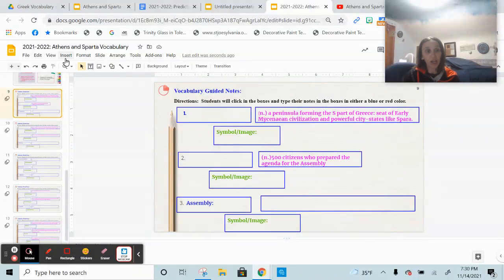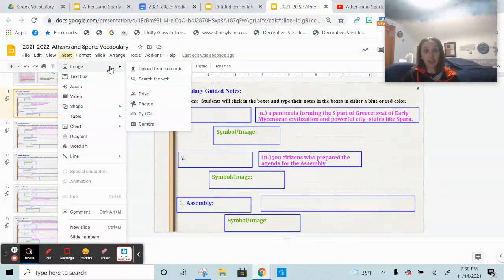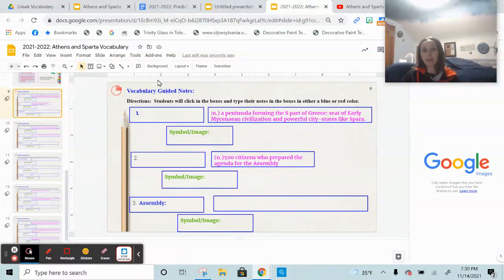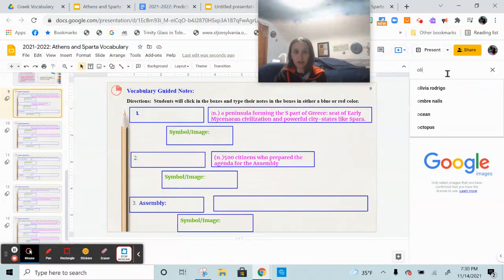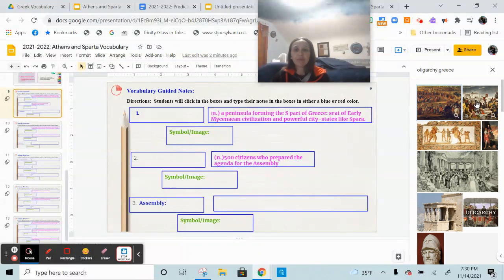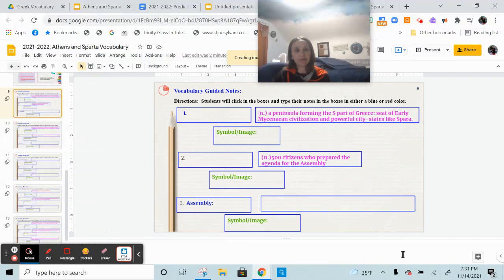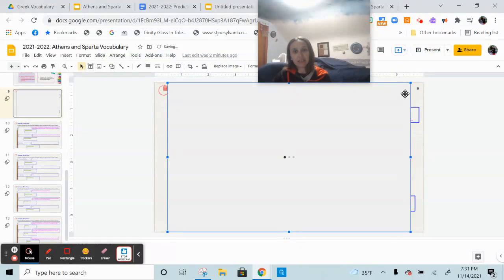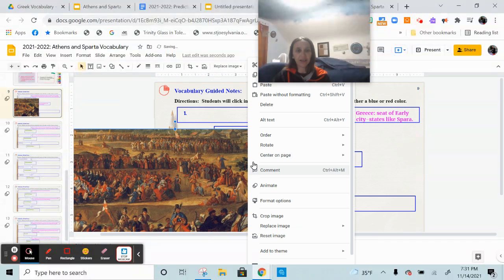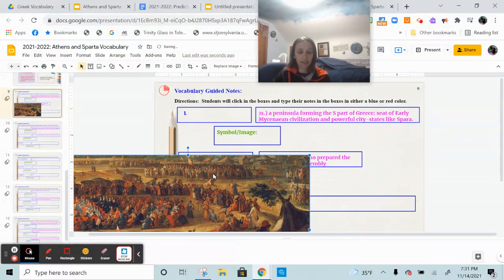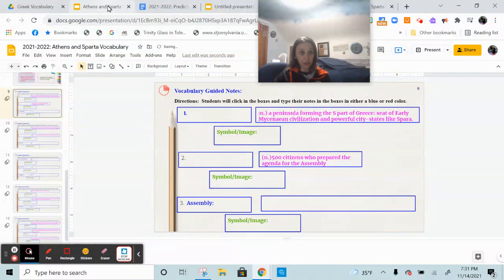And if you remember, if you click insert image, click search the web, and you'll have this little screen pop up. And let's say we're looking up oligarchy Greece. Pick a picture, click on it, click insert, it'll pop in, and then you'll have to resize it, play around with it, get it to shrink in. So that's that. Okay, so we're going to jump over here.